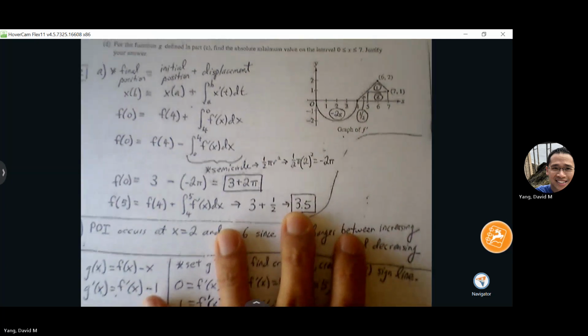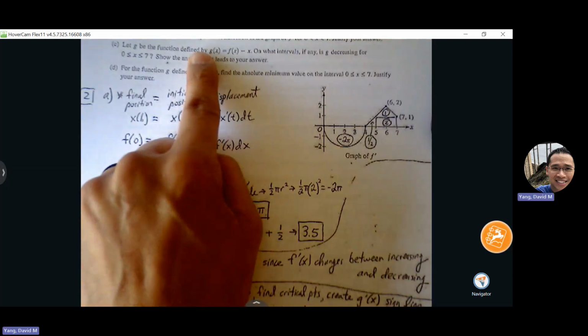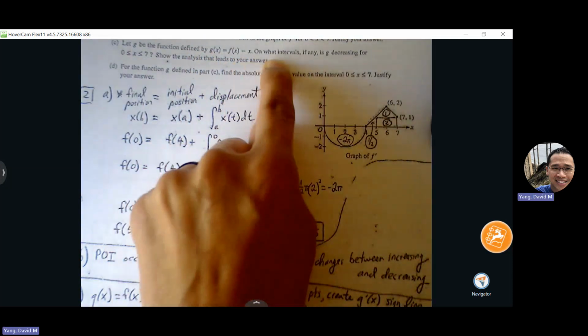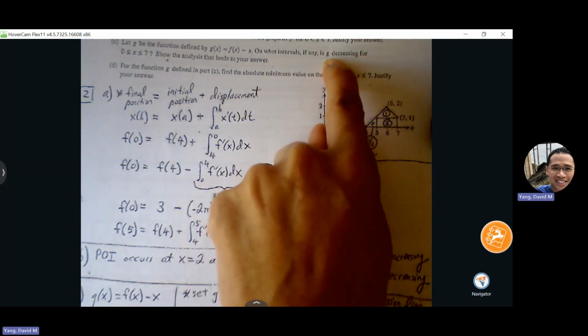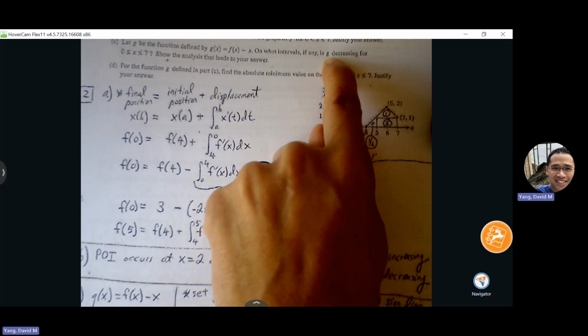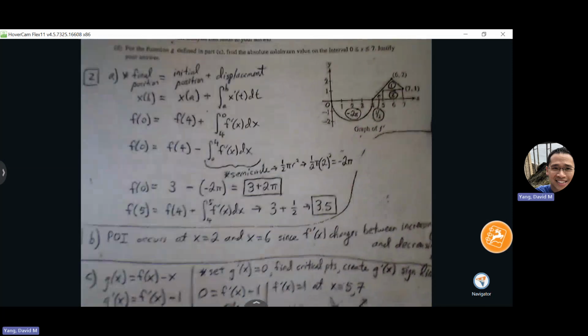Part C. Let g be the function defined by f of x minus x. On what interval is g decreasing? So we know that anytime it's asking about decreasing, increasing, we know that's rate of change. Rate of change, we got to get to g prime first. So we'll get to g prime and look to see is g prime ever negative on the interval from 0 to 7. So we can just go through the first derivative test.